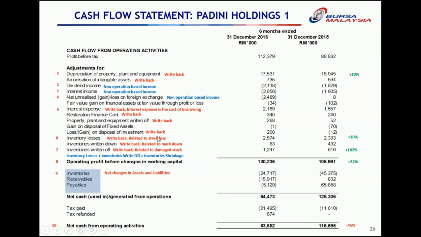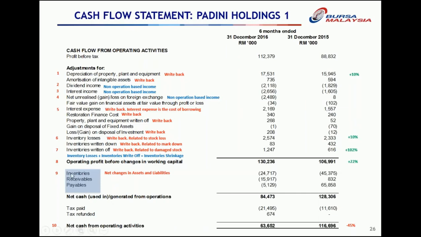Now inventory losses are related to stock loss, because no matter what, there'll be some loss due to theft and such. Inventories written down are inventories that are supposed to cost, let's say, 10 ringgit, but then they write down to 5 ringgit, because this is called a markdown, which means that inventory has lost its appeal and therefore does not command such a high price anymore. So there will always be a markdown, or write-down. Inventories written off normally are damaged stock, they have to totally write it off.